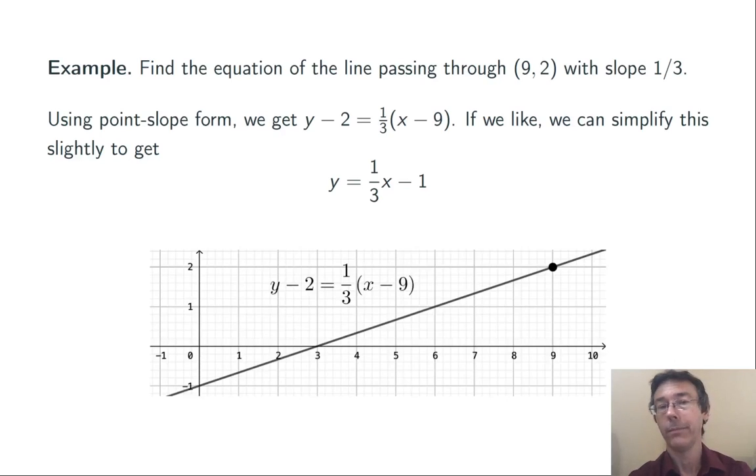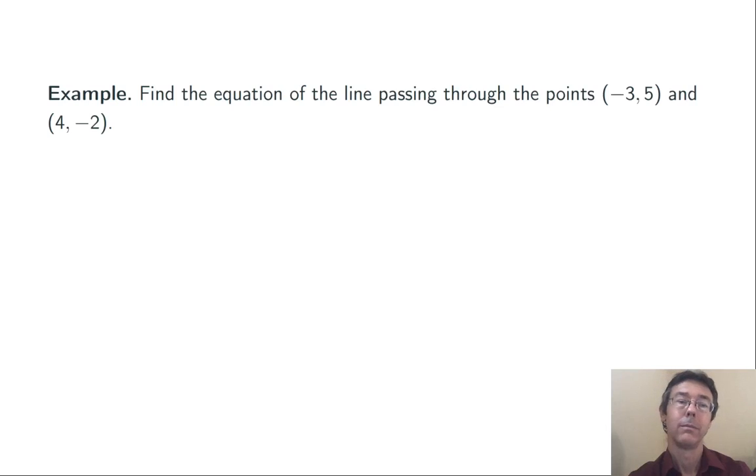Here's an illustration. You can see the slope of 1/3. Every time I go over 3, I go up 1. And you can see that it passes through the point (9, 2).